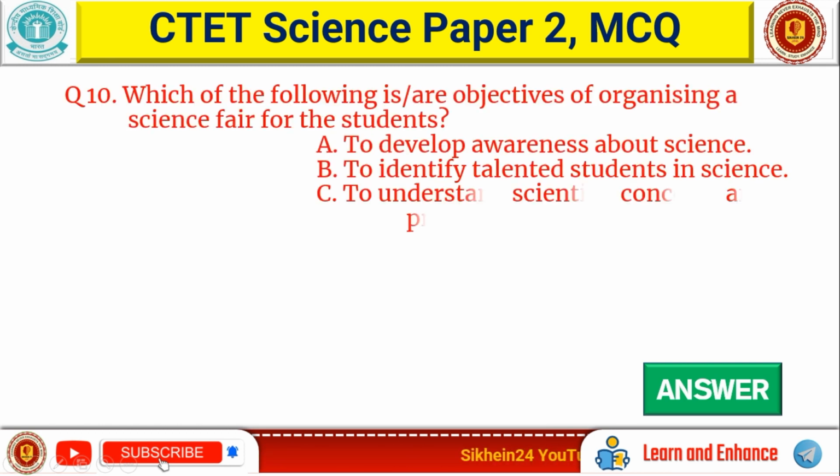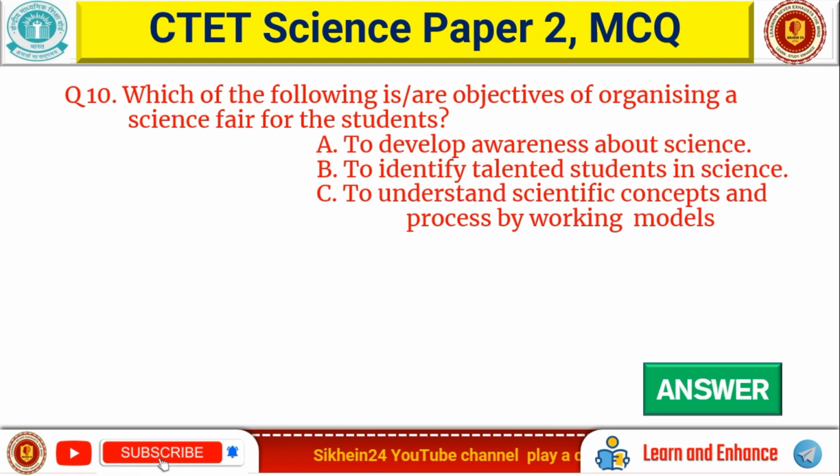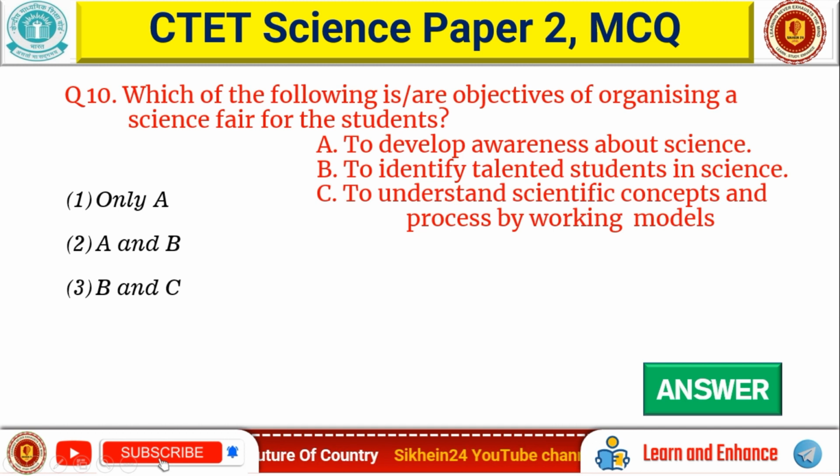Which of the following is or are objectives of organizing a science fair for the student? A. To develop awareness about science. B. To identify talented students in science. C. To understand scientific concepts and process by working model. Now we have option 1 only A, option 2 A and B, 3 B and C, option 4 all of these. I think that 3 is the appropriate answer of this question.